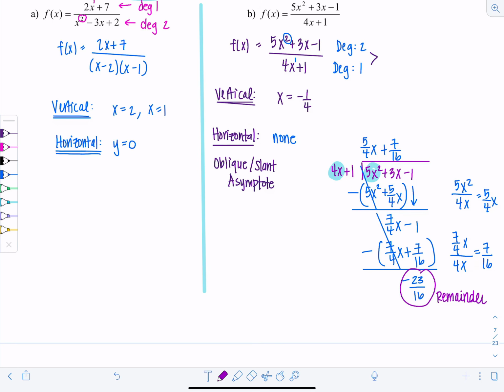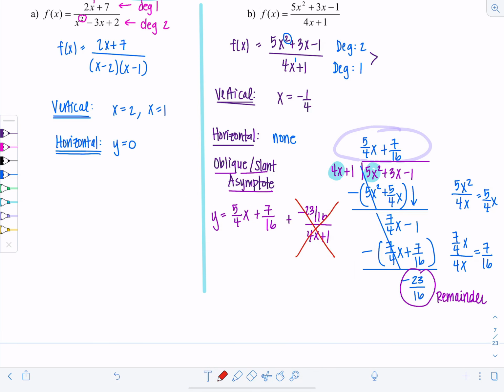Okay, and when you write the equation for the oblique asymptote, you ignore the remainder. Oh my goodness, why? Let me show you. So the equation of the oblique or slant asymptote is sitting right up here. It's your quotient. So it's equal to, we're going to write it as y equals 5/4 x plus 7/16. Okay, plus you have this remainder, -23/16 over 4x plus 1. You're going to ignore the remainder. Don't include it anytime you write the equation of the asymptote.